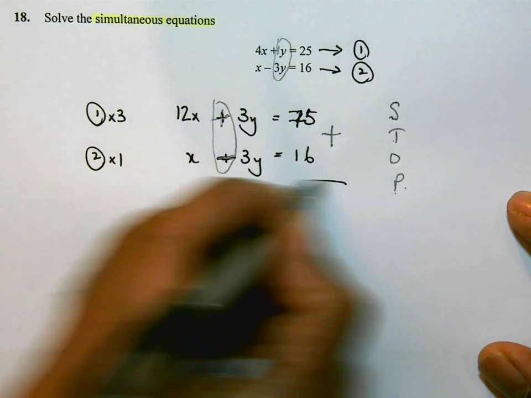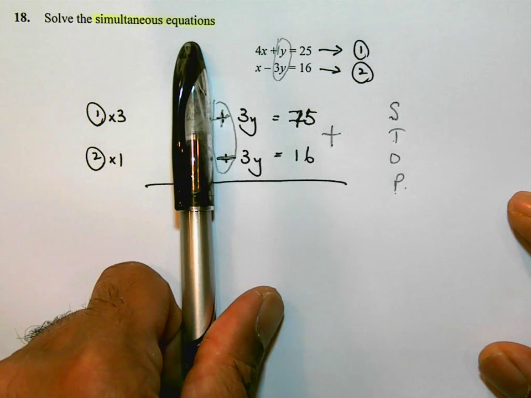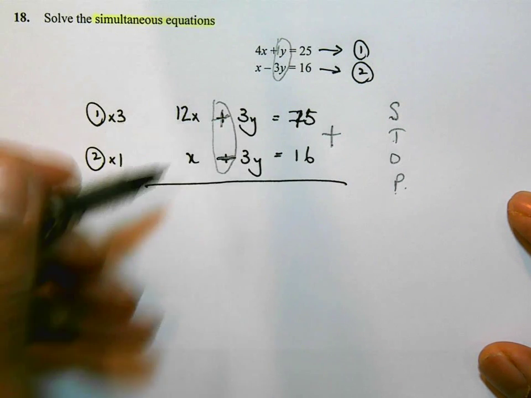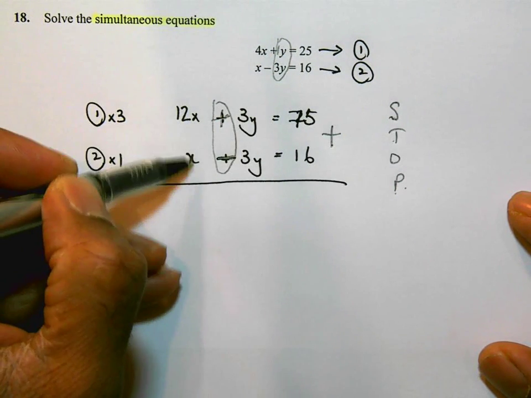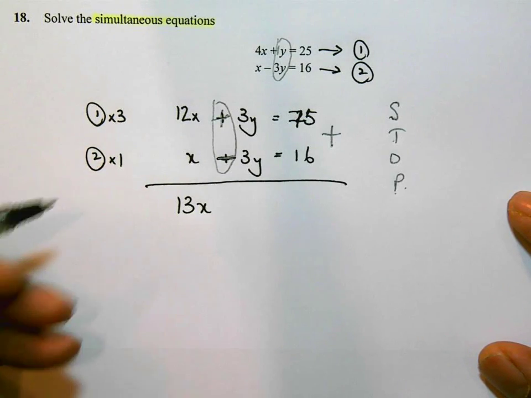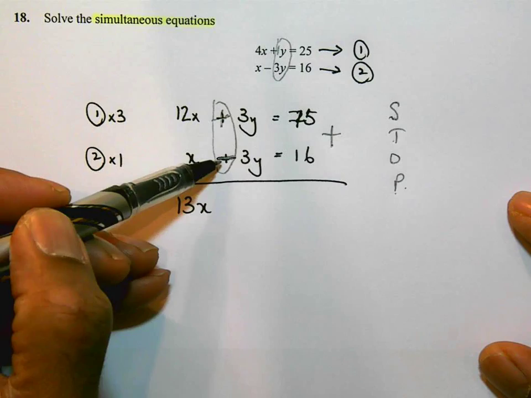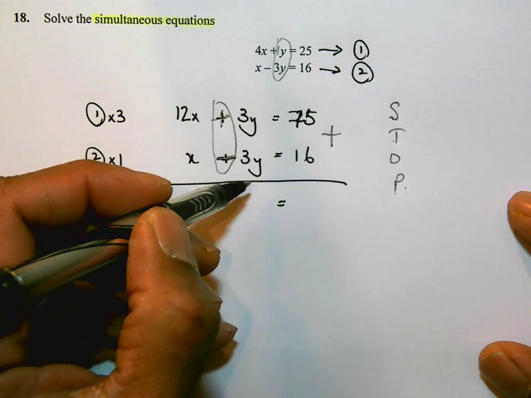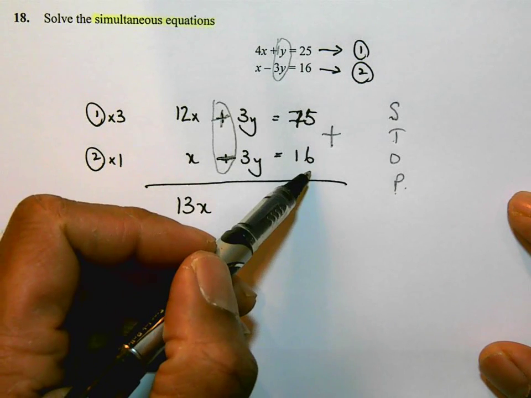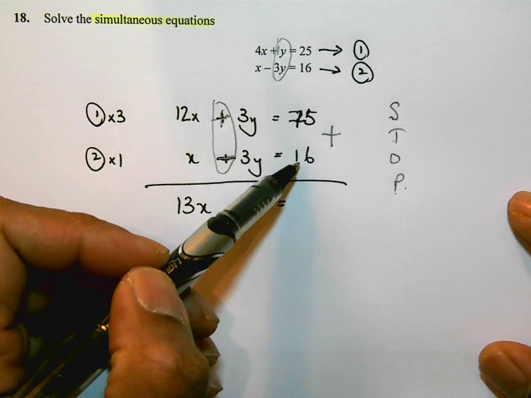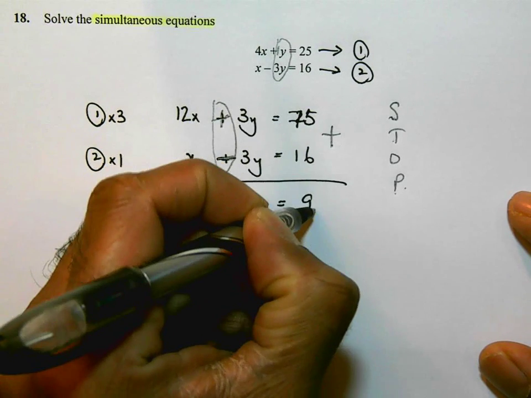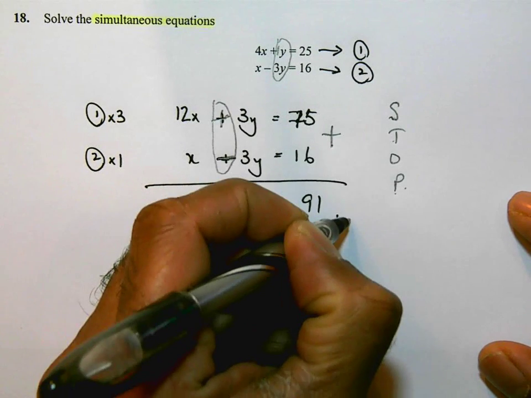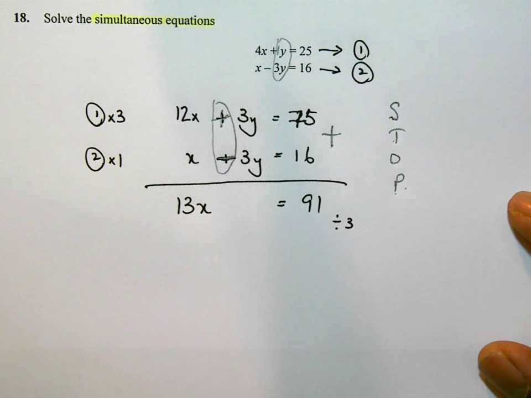Now when you write these equations down, try to make sure the x's are under the x's and the y's are under the y's. Try to line up the equal signs and put the numbers down as well, because it helps at this stage. Because I'm going to add, I'm going to do 12x plus x, which is 13x, plus 3y added to minus 3y. They cancel each other out, and that was the whole point of getting those the same. And 75 plus 16, 75, 85, 91.